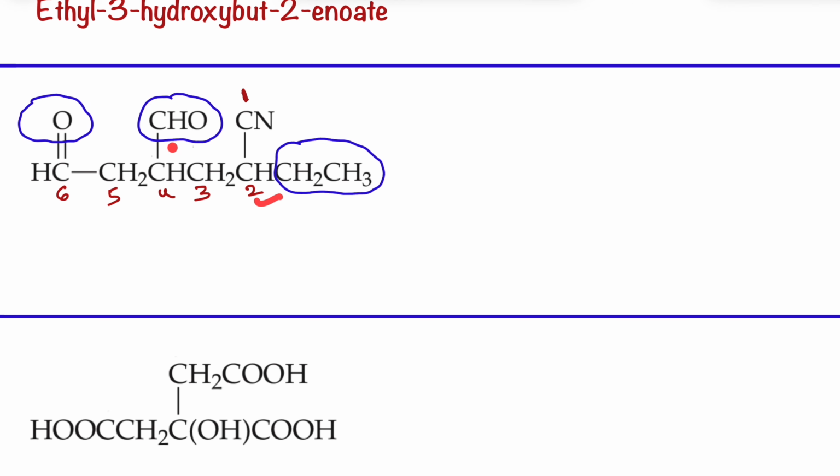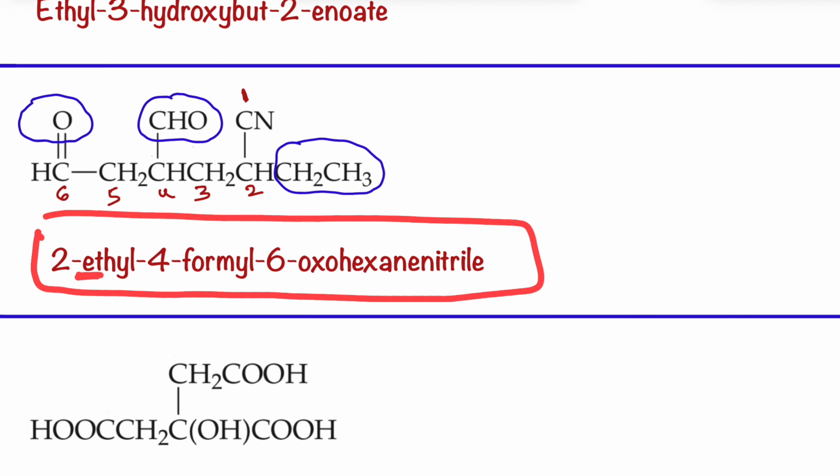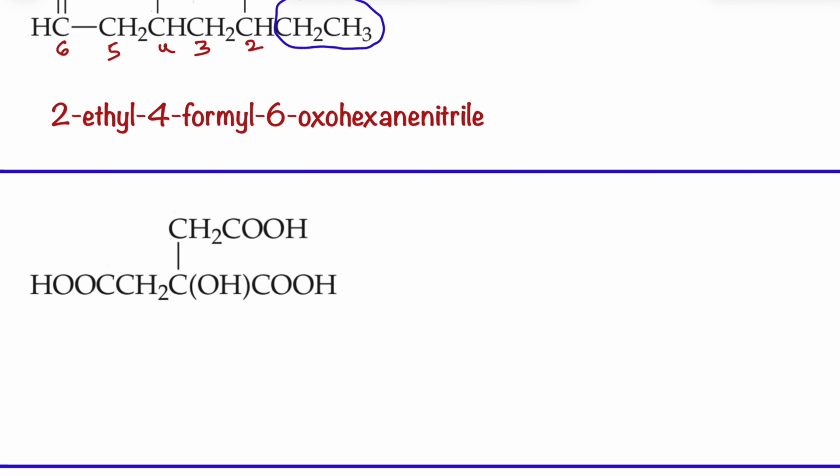So 2-ethyl, 4-formyl, 6-oxo, hexane nitrile. So no special suffix, because that carbon is included in the longest chain. So instead of saying carbonitrile, we have to say nitrile. You can observe the name properly. So alphabetical order: E, F, O. Here one is formyl, another one is oxo. Observe carefully.